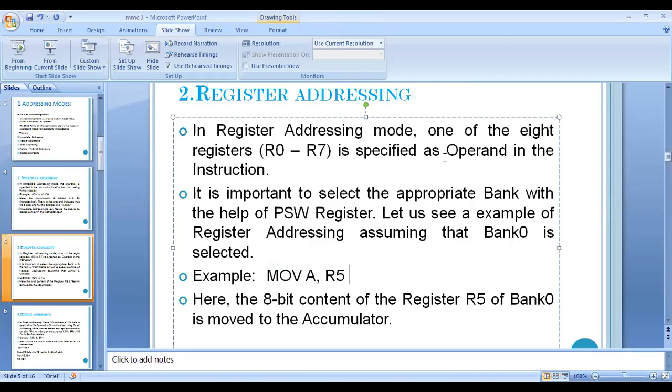So whatever your operand is, what does operand mean? The data on which we have to work. If I tell you to perform the addition of 3 and 5, then 3 and 5 are your operands. So you have to store that operand into the register first, and you have to just mention the name of that register. Is it okay now? Hello, is it okay?